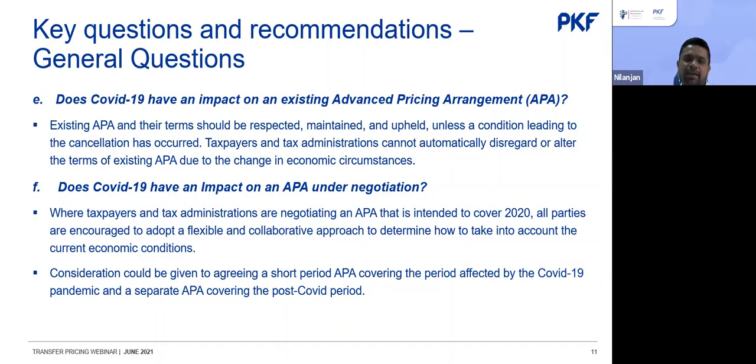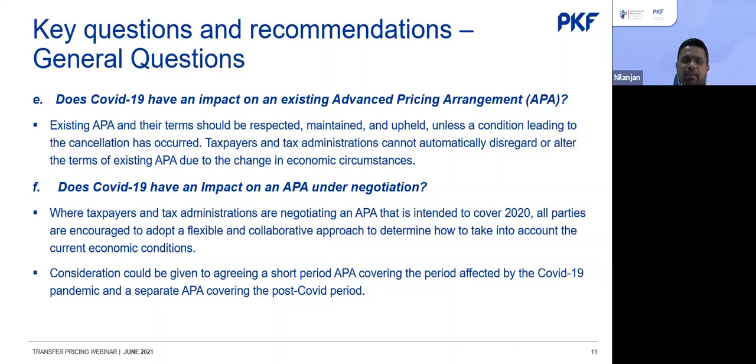So as per the guidance, it says that existing APAs should be respected, they should be upheld. There's no reason for them to be automatically disregarded or changed in anything which has already been renegotiated. That brings us to the next question, which is, does COVID-19 have an impact on APAs under negotiation?